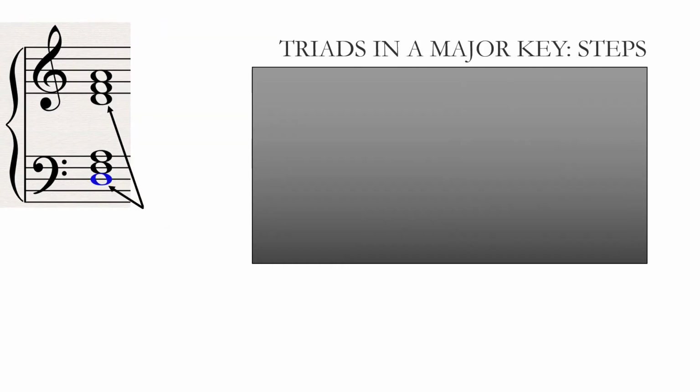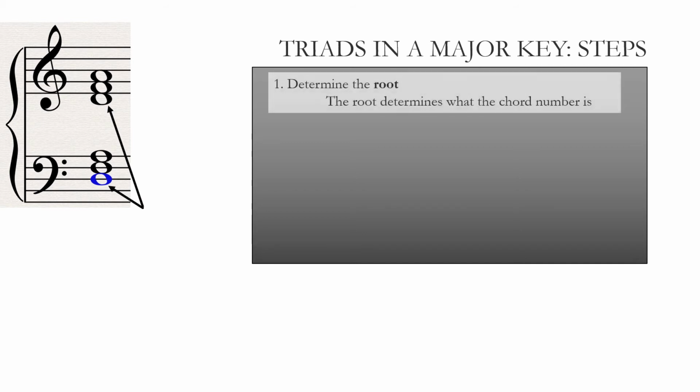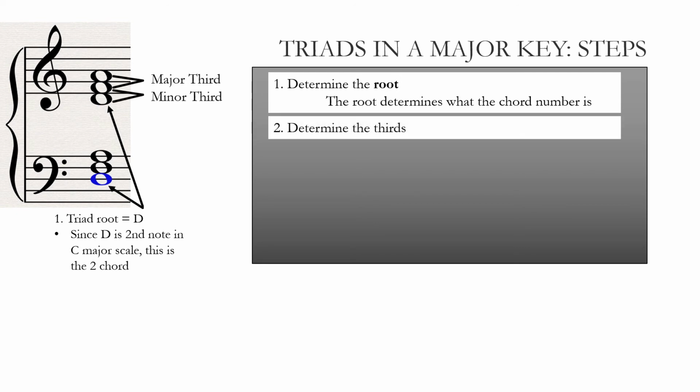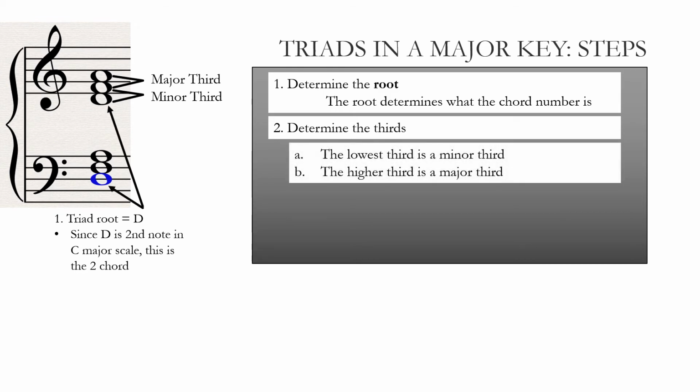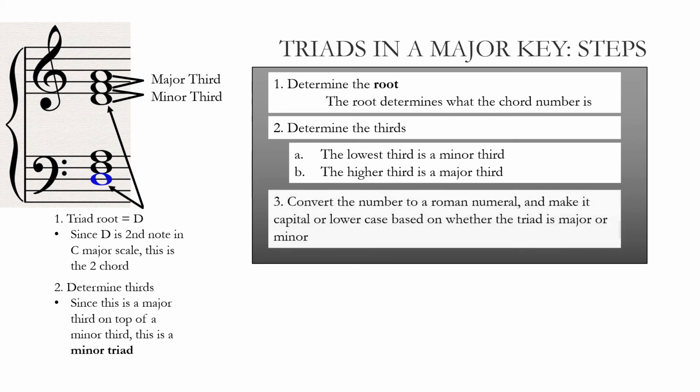Taking a look at one more, this is the 2 because we're starting on D, which is the second note in the C major scale. So we start off with that root. We know that this then is going to be the 2 chord, or the 2 triad. We determine the thirds. We've got the major third over top of a minor third, so this must be a minor triad. Voila. So since we now know that this is the 2 chord and it is a minor 2, we need to figure out what the Roman numeral is. Well, the lowercase Roman numeral is lowercase I.